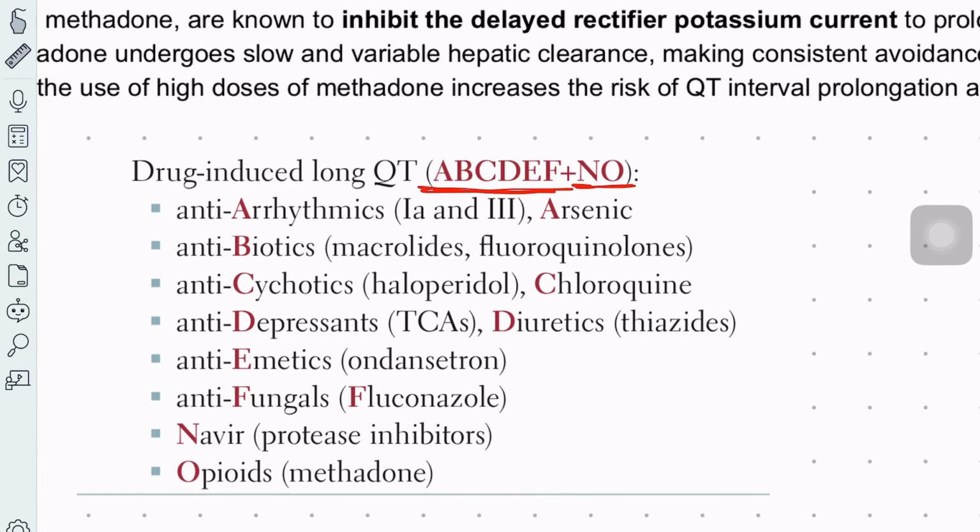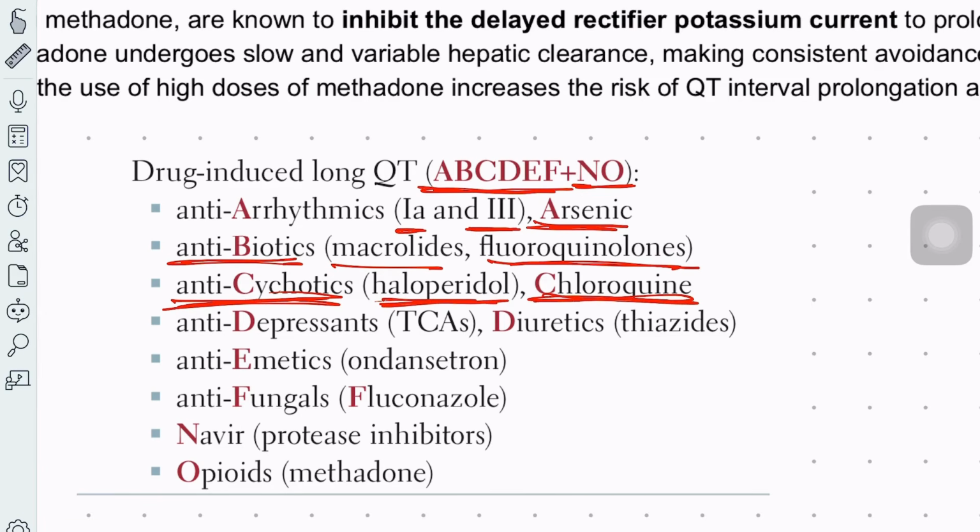So first are antiarrhythmics, especially class 1A and 3, and arsenic. Second is antibiotic. In antibiotics, macrolide, fluoroquinolones. Third is antipsychotic, especially haloperidol and chloroquine. Chloroquine is an anti-malarial drug. Then antidepressant, especially tricyclic antidepressants.